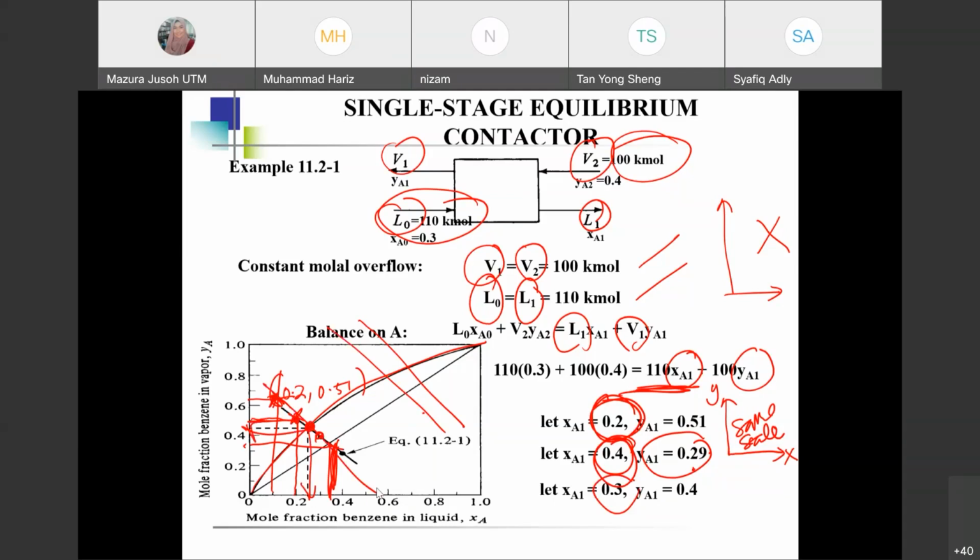So I want you guys to tell me what is your answer from the exercise over here. What's your XA1? What's your YA1? From your straight line. Do you understand what you should do? You should use the equation here to find YA1 for each XA1. You have to use this equation.